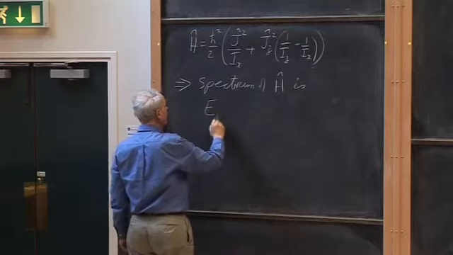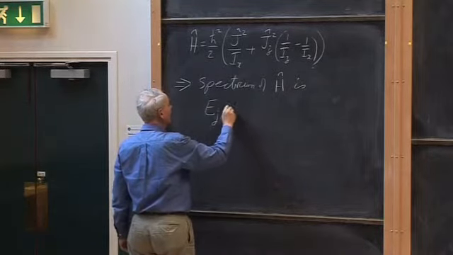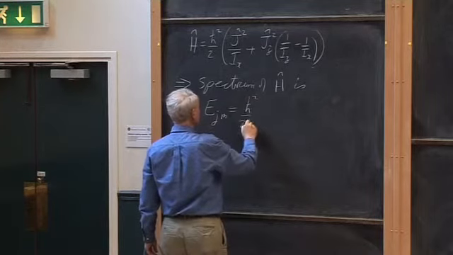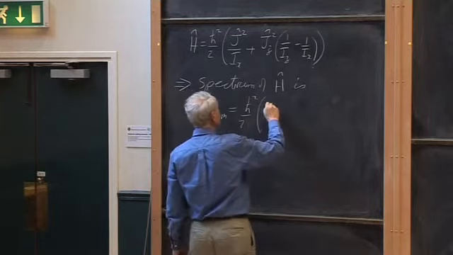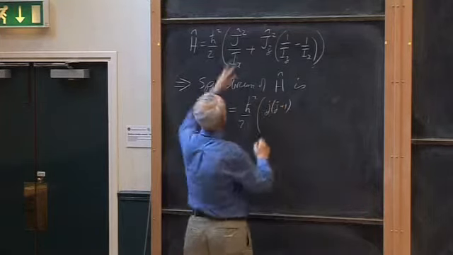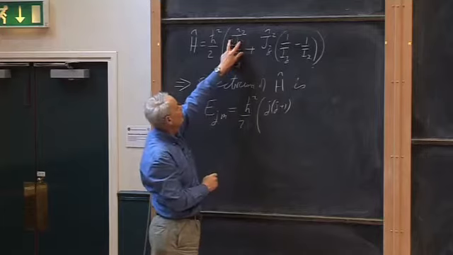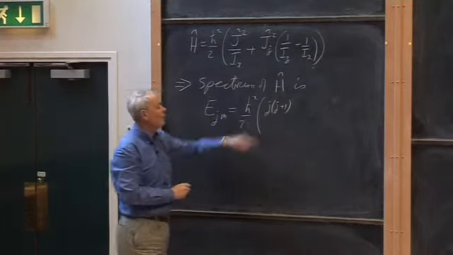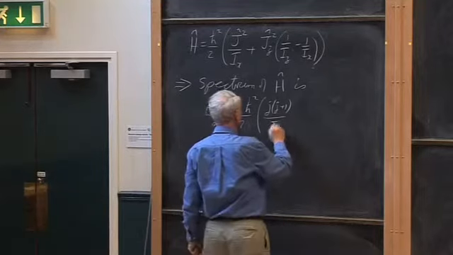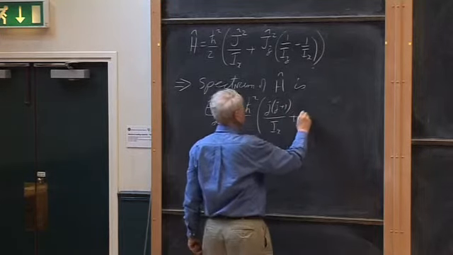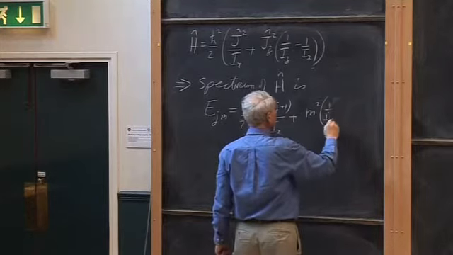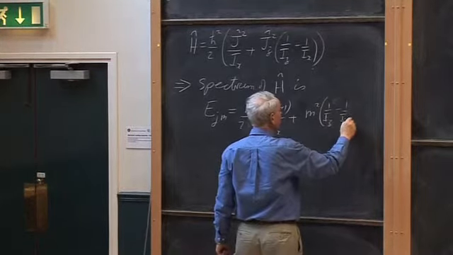E_{j,m}, which is going to be h bar squared over 2 brackets j(j+1), because that, remember, we showed the eigenvalues of this were j(j+1), where j is allowed to be an integer or a half integer, divided by Ix, plus m squared times (1 over Iz minus 1 over Ix).